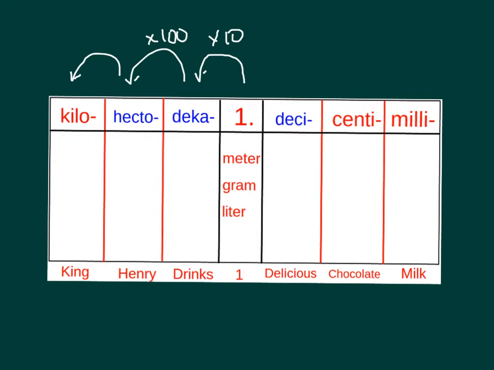Where we have a kilometer, where we multiply by 10 again, where it is that a kilometer is 1,000 times bigger or larger than a meter.